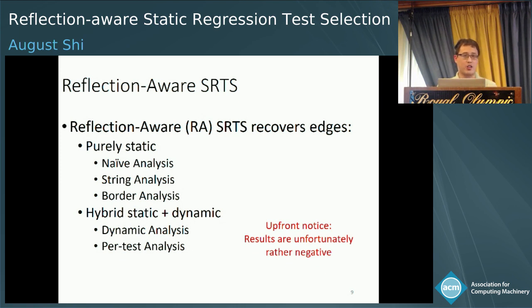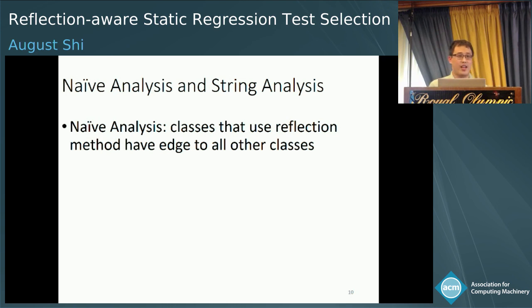at the end, our results are actually kind of negative, in the sense that in our attempt to make these techniques reflection aware, we're slowing them down to the point that it seems almost unnecessary to run these techniques in comparison to running all tests at once without any selection, retest all. Or in the cases where it seems we're saving some time, it's potentially unsafe. It's still missing some tests to select. I'm going to talk more about why and show those results at the end, so don't tune out now. So let's start with naive analysis and string analysis.